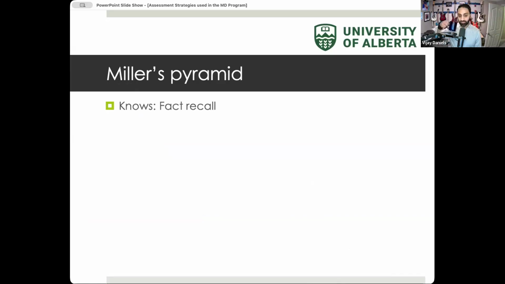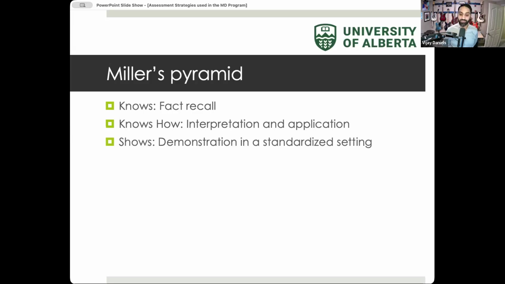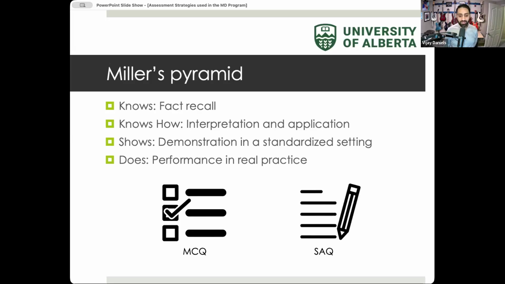So, knows, fact recall. Knows how is more interpretation and application. Shows is actually demonstrating in a structured standardized setting. Does is performance in real practice. So MCQs and short answer questions, we still use them, and there is a reason for that. They are actually the most efficient way at broadly sampling the knows and knows how level. You can have a student sit down and do a 100-item MCQ much faster than it would be to actually sample all those domains in real life or in an OSCE. So they do still serve a role.